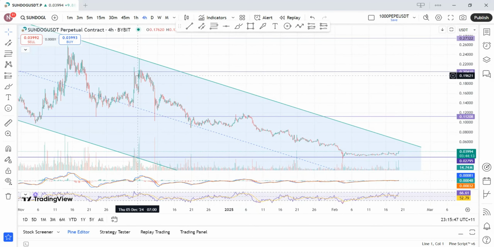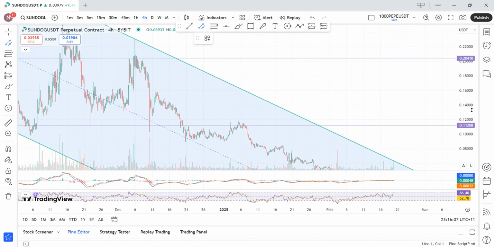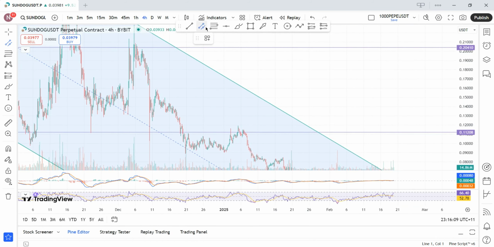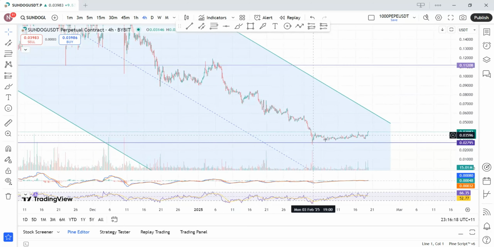Each of these lines, the green and red, are called candlesticks. The green one means there's more buying, and the red one means more selling. Going down, but here it broke out of that channel.